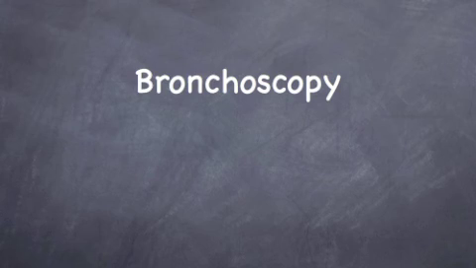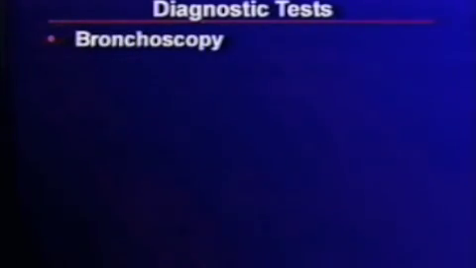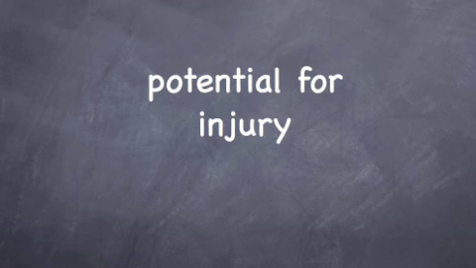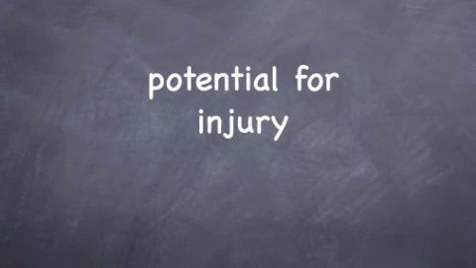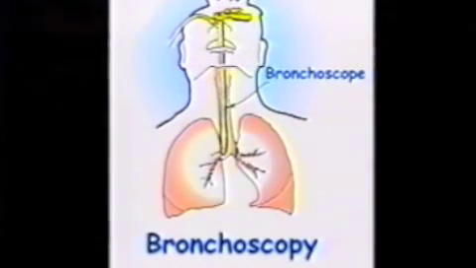Okay, so that's a little different than when we talk about the endoscopy procedures, which we'll talk about in the GI system. Because, again, there's a potential for an injury, a consent is needed, and the client will be NPO because you're going to be using an opening, and in this case, they're going to be using their mouth. They're going to be going in through the oral cavity to view the bronchus.